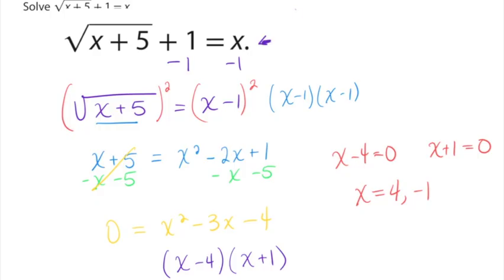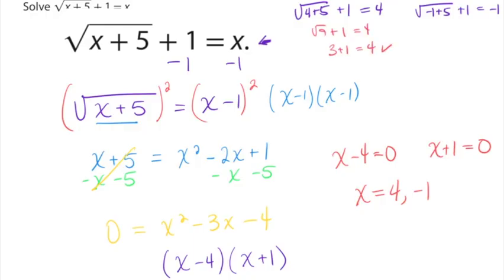So I need to plug in my 4 into both parts, right, of that x. And I need to do the same thing with negative 1. All right. And so then I'm going to just do the process. 4 plus 5 is 9. Square root of 9 plus 1 equals 4. Square root of 9 is 3. 3 plus 1 equals 4. Yes, that is true. All right.